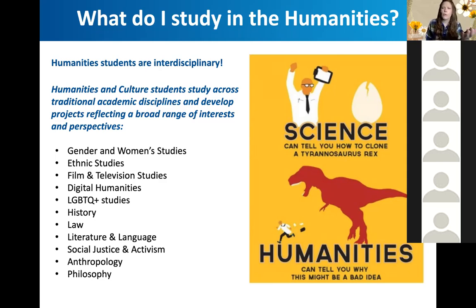Because in some ways, if we're looking at something like film and television, it's always already connected to representations of race or gender or orientation or ability. And so we're really studying both as we're learning to look at the medium of film and television, for example.